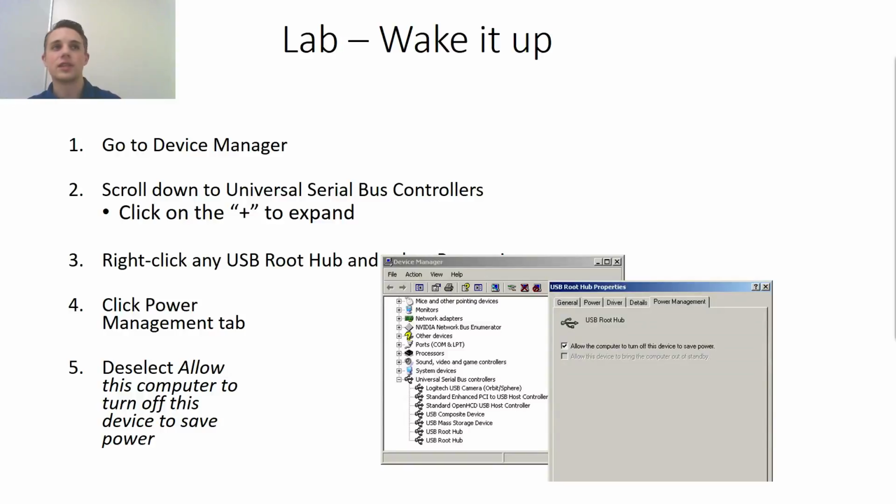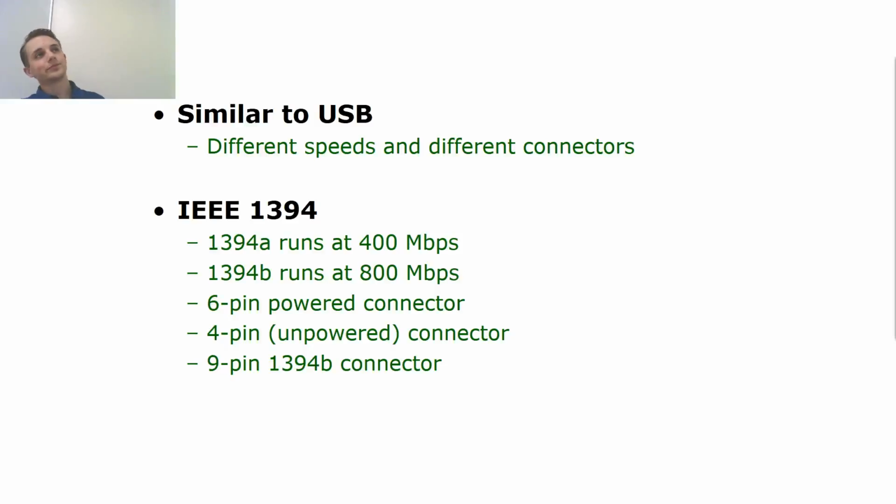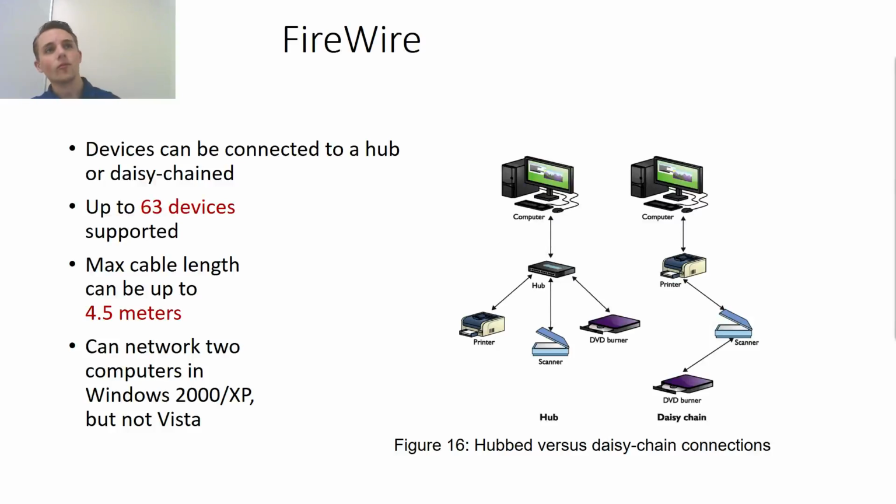So it's just an XP menu of the hub. And I'm going to gloss over i394 because it's so rare. Some external drives have it. Up to 63 devices and 4.5 meter maximum cable length.